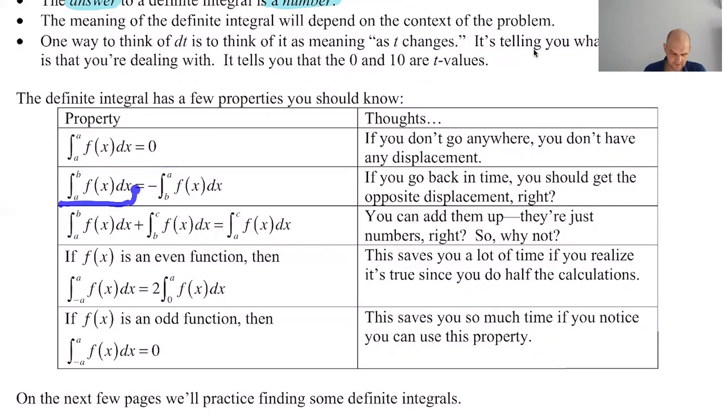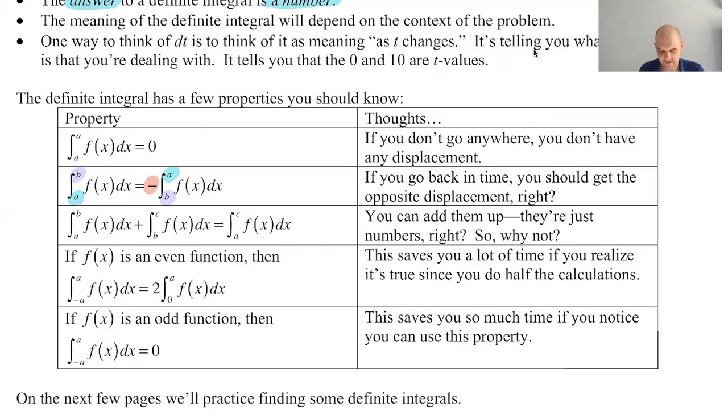The integral from a to b of f of x dx is the negative of the integral from b to a. So the key thing here is we have reversed. Here's a, and then here's b. We flipped the bounds. If you flip the bounds, you change the sign.